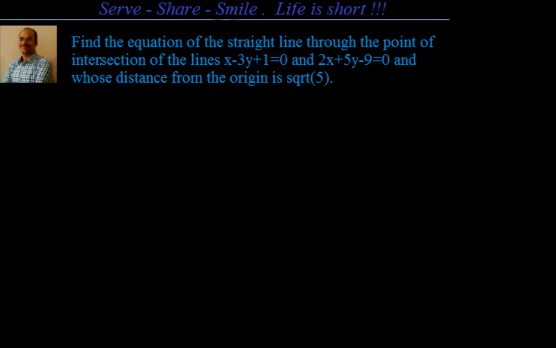Hello friends, welcome back. Let's do one more problem. We'll solve one more example related to family of straight lines, where instead of using the substitution or elimination method, we are not trying to find out the coordinates of the point of intersection. Instead of that, we are using the formula L1 plus lambda L2 equal to 0 and applying the additional condition on it and try to find out the equation of the straight line. So let's go ahead and do that.